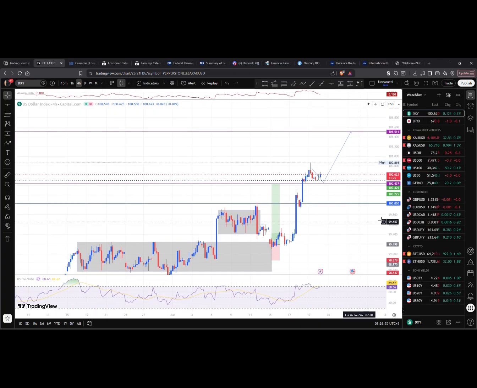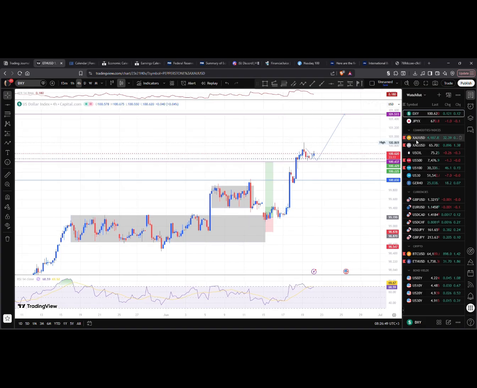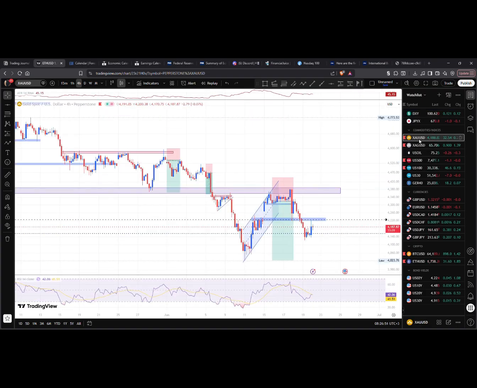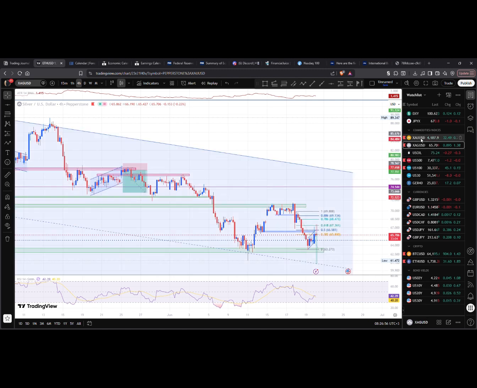So that means dollar strength, which for me, with the current market conditions, does not always mean gold will be bearish. But based on the current market conditions, I am bearish on commodities, that is both gold and silver, and bearish on pairs such as GU, and bullish on USD CAD, USD CHF, USD JPY.